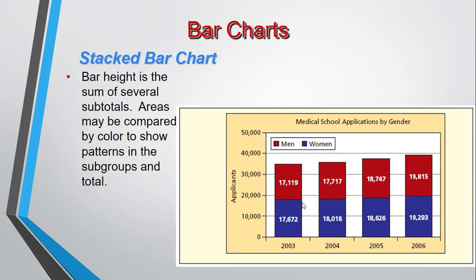You can use the stacked bar chart like this one here. Here are the medical school applications by gender: red for men, blue for women, between 2003 and 2006. Over the four years, you can see the number of applications to medical schools is on the rise overall, and for both men and women, both are increasing. It seems that the red, or the men, are increasing faster. That is, more men are applying for medical schools for whatever reasons.